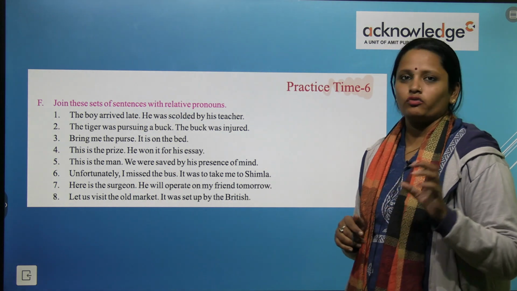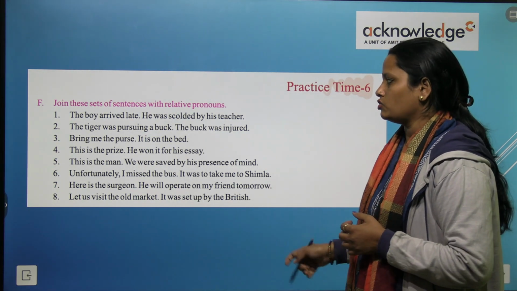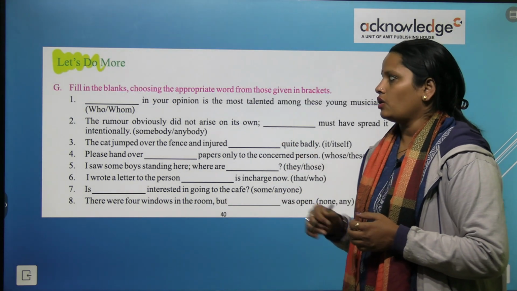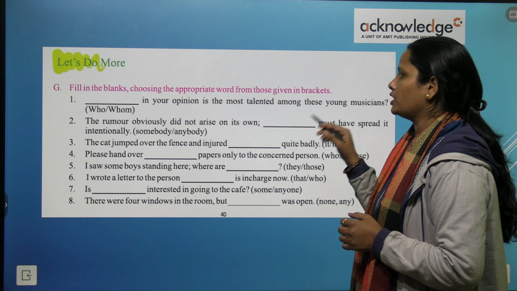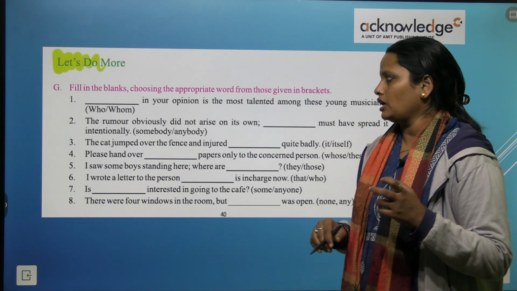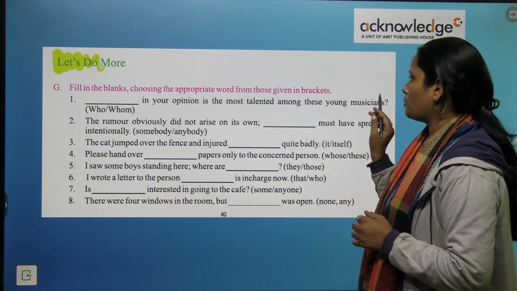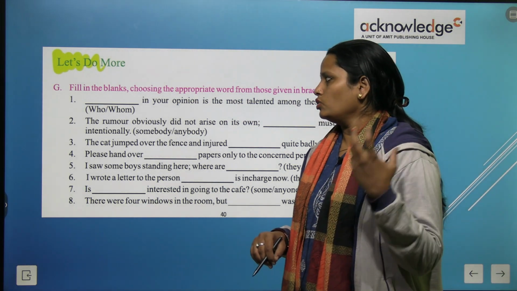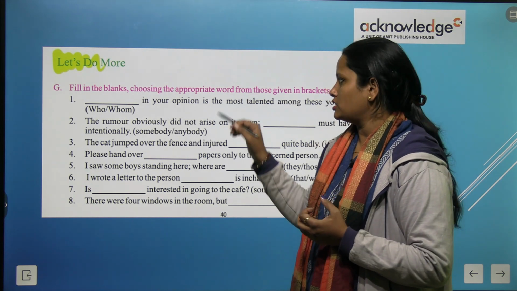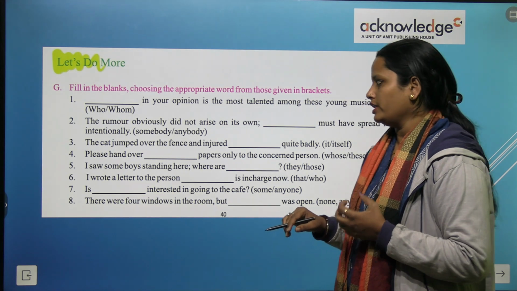So these are some of the examples. These are some of the questions that we have done. Rest you have to do on your own. Now let's do more fill in the blanks choosing the appropriate word from those given in the bracket. Who in your opinion is the most talented among these young musicians? So here you who will come.